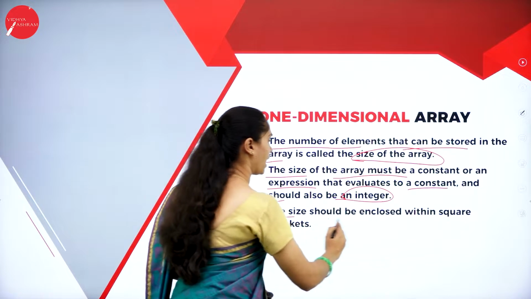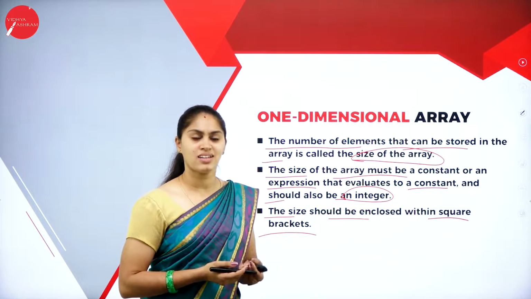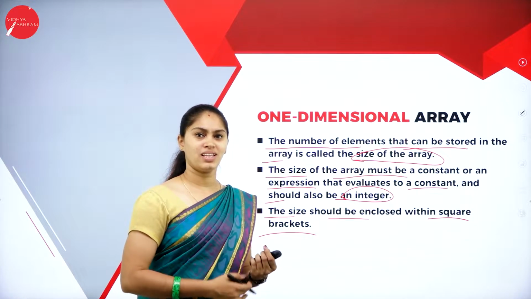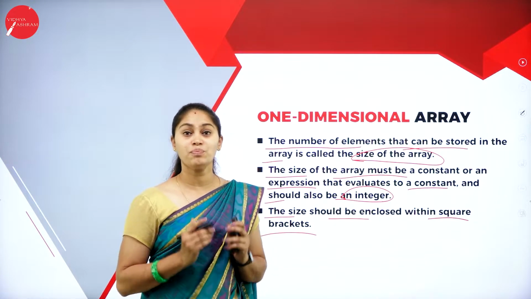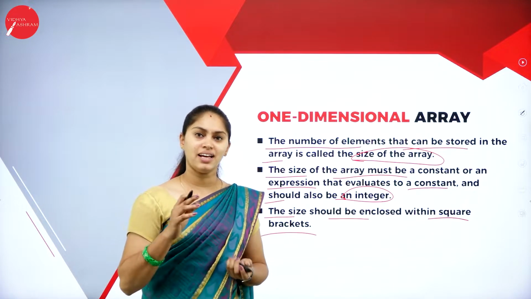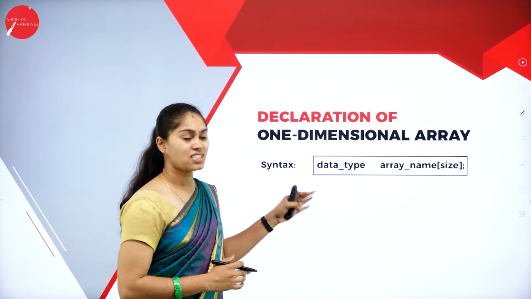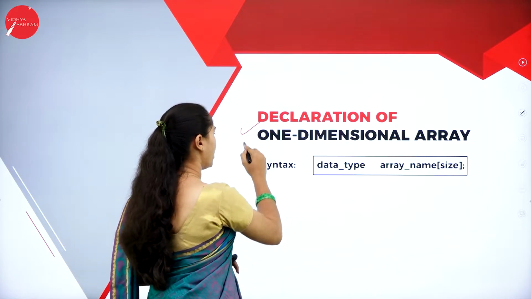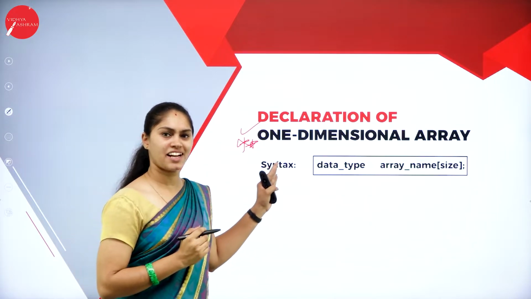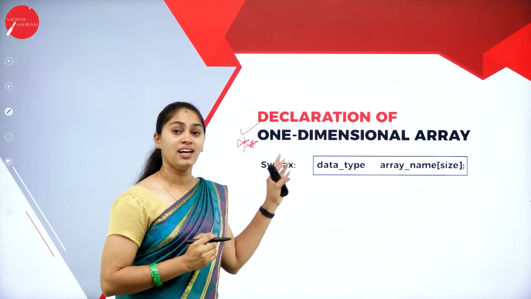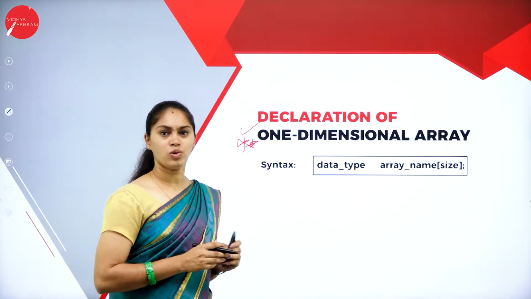The size should be enclosed within square brackets. How are we going to give the size then? That will be enclosed between the square brackets. So we'll see the declaration, then you will get to know how we are going to declare an array. What is the declaration syntax? Here we have a syntax to declare a one-dimensional array, and it is also important. Give a declaration of a one-dimensional array along with an example can be asked for a 2-mark or 1-mark question.